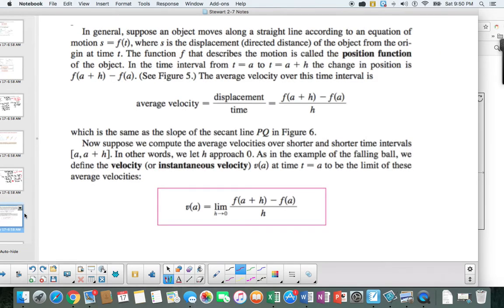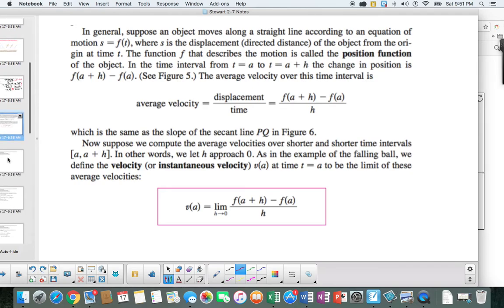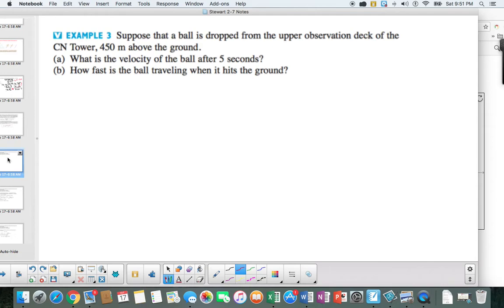Okay, so in general, when we have a position function, when we take the average velocity, it's a slope. And if we allow the h to go to 0, we have the instantaneous rate of change at a particular point, and that will be known as instantaneous velocity. Okay, suppose that a ball is dropped from the upper observation deck 450 meters above the ground. What is the velocity of the ball after 5 seconds?